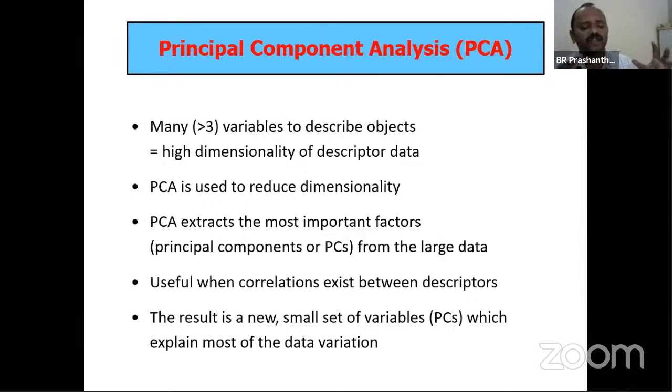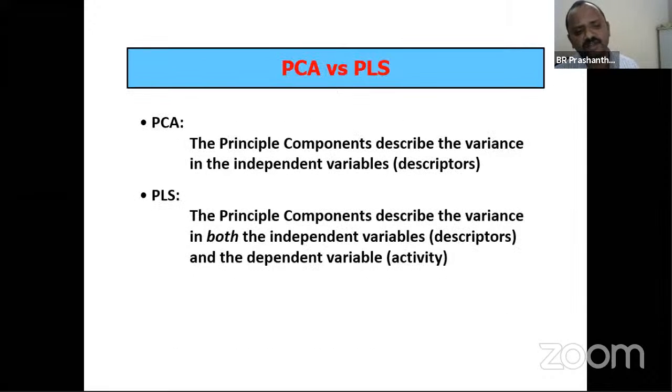Okay, so there will be many components and many variables associated with that. In order to handle that, we have to use some sophisticated statistical technique like PCA or PLS. As part of the PCA, the principal components describe the variance in the independent variables, that is, the descriptors, if we take into consideration.